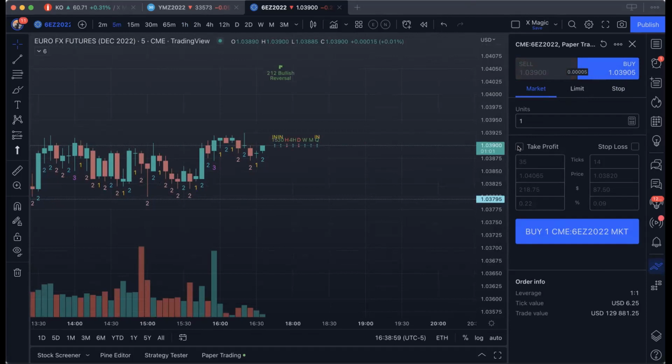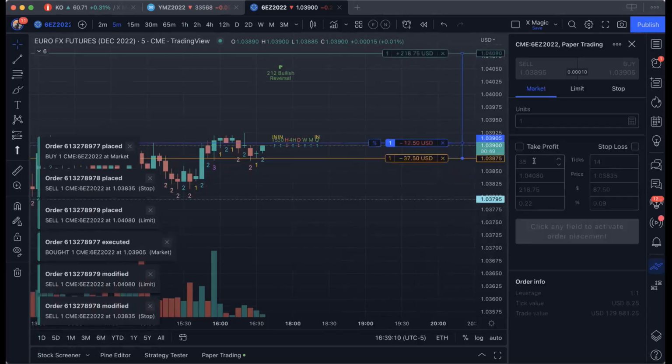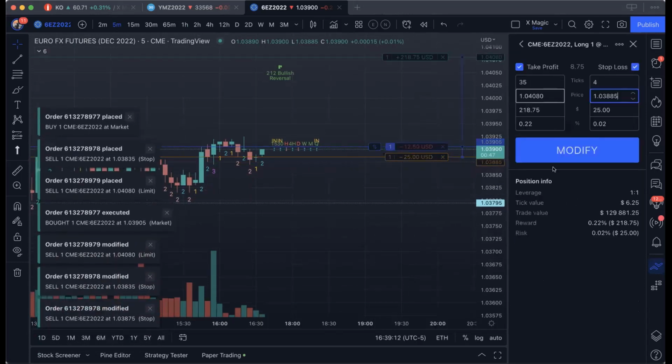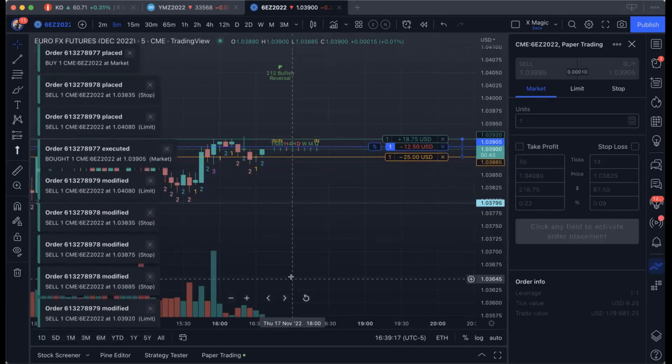You want to buy market. So usually what I do, I'll just hit take profit and stop loss. It doesn't have to be exactly what I want. I just do that because once I get in, I can automatically just adjust it really quickly. So if my stop is here and my take profit is there, just do that really quickly.